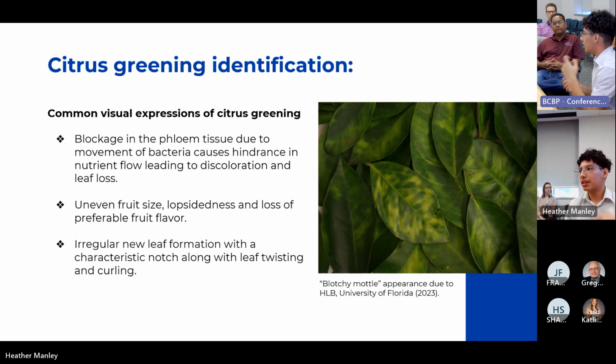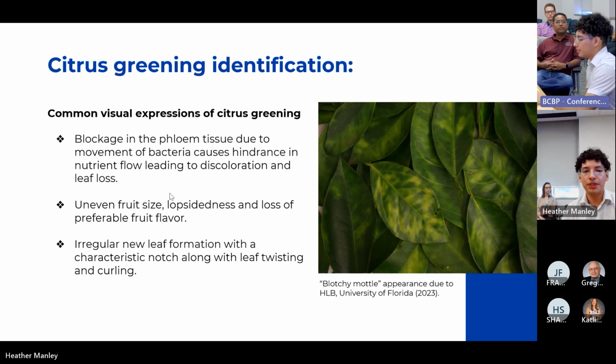So when a citrus plant gets infected with CLAS, usually the newer leaves that are growing throughout the lifespan of the plant are where you'll start to see the effects of CLAS. The blockage of phloem tissue due to movement of bacteria causes a hindrance in the nutrient flow. So that's why we get this discoloration. Eventually, as the disease progresses, we do have leaf loss, and ultimately the plant ends up passing away.